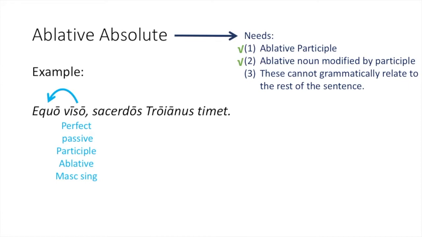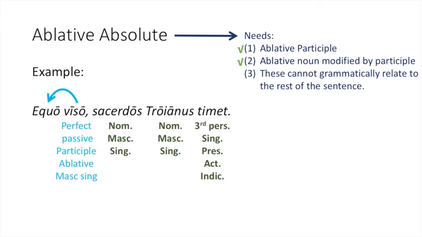And the third thing that needs to happen to have an ablative absolute is that these cannot grammatically relate to the rest of the sentence. So let's look at the rest of the sentence. Sacerdos, Troianos, timet. We know that sacerdos and Troianos are both nominative masculine singular, and we know timet is a third person singular present active indicative verb. So we know that sacerdos Troianos is our subject. We know that timet is our verb and they can stand on their own.